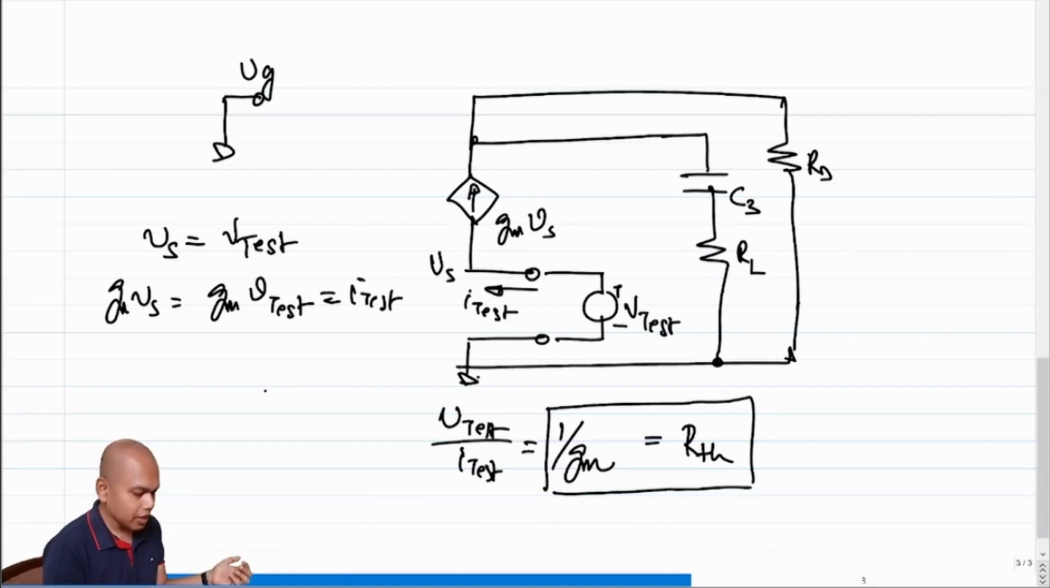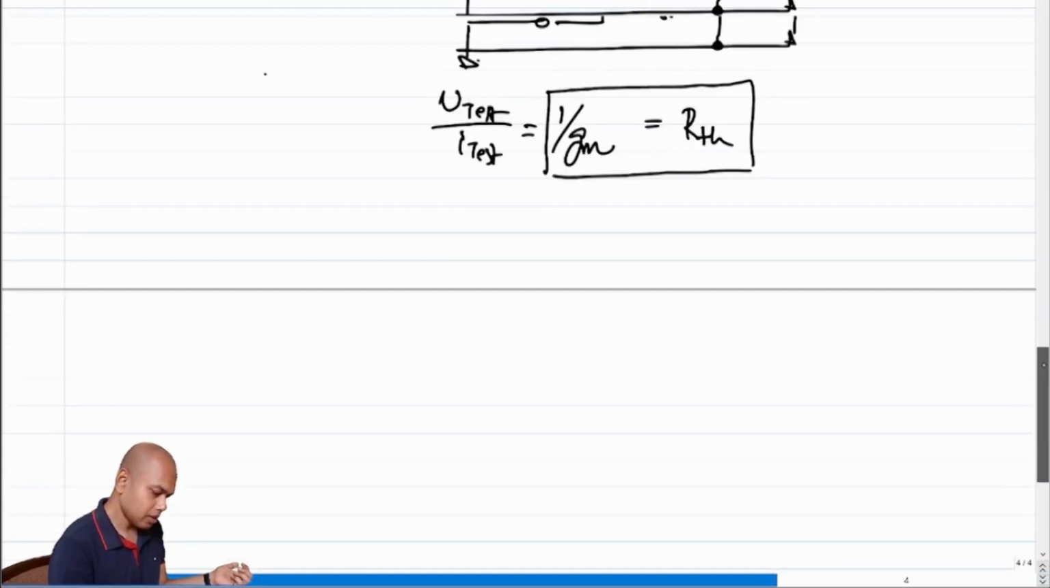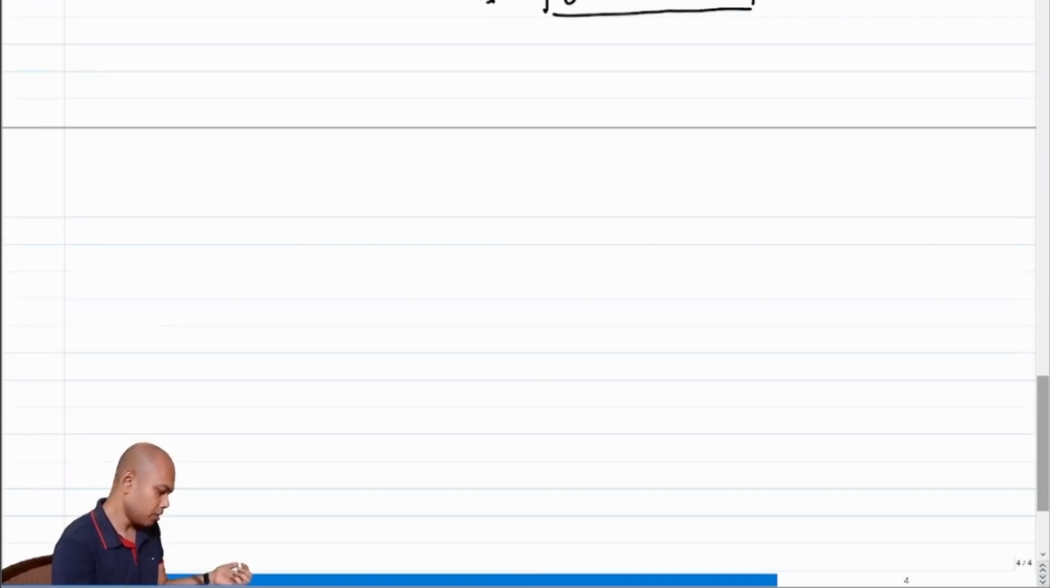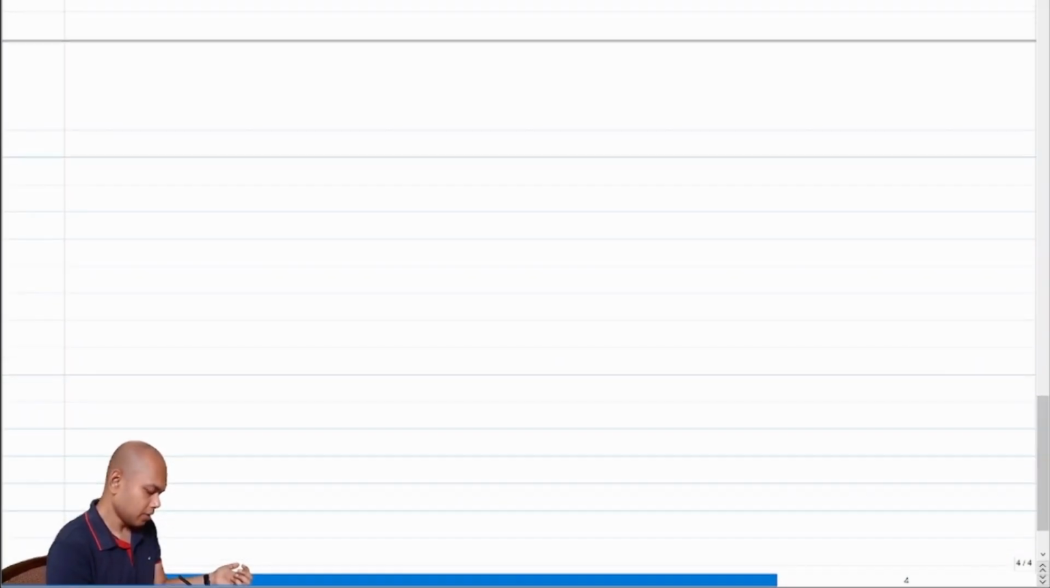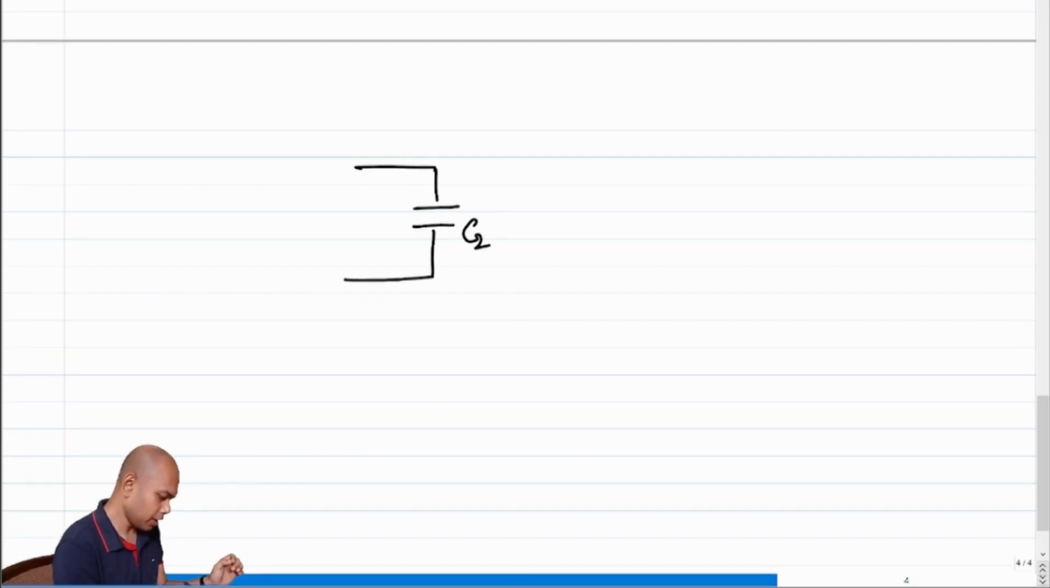Now note that 1 over Gm is purely resistive, right? It doesn't have any imaginary term, any s term, which essentially means that if I have to draw the equivalent circuit from the perspective of the capacitor C2, what do I see? I see capacitor C2, and what do I see on this side?